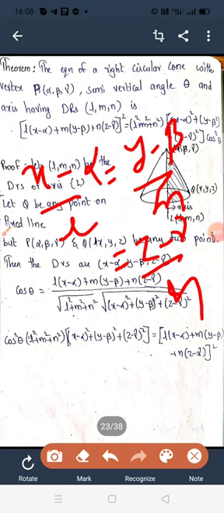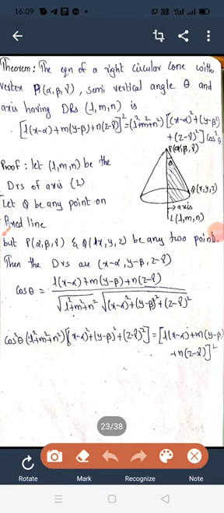The formula is, listen carefully here: (L into (x minus alpha) plus M into (y minus beta) plus N into (z minus gamma)) whole square equal to ((x minus alpha) whole square plus (y minus beta) whole square plus (z minus gamma) whole square) into (L square plus M square plus N square) into cos square theta. This is the formula for the right circular cone. Now we go to the problems.